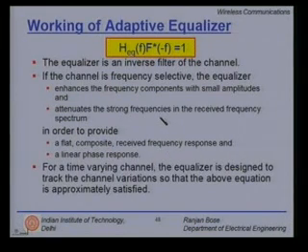Now, mobile channels are time varying. So, for a time varying channel, the equalizer is designed to track the channel variations, so that the above equation given here in the frequency domain is approximately satisfied.